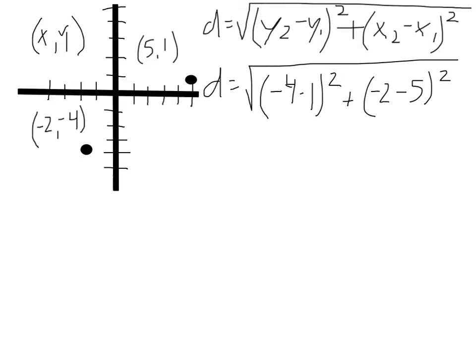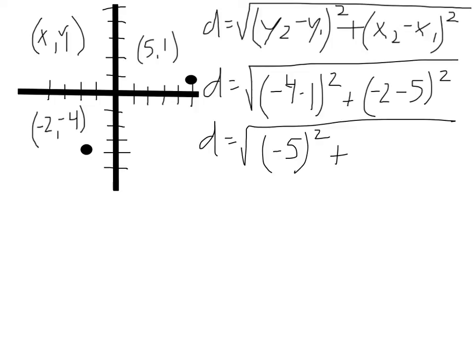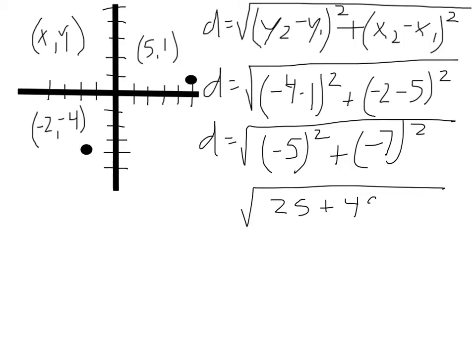Now when we simplify this, we get the square root of the quantity of -5 quantity squared plus the quantity of -7 quantity squared, which is the square root of 25 plus 49, which is the square root of 74, the distance between those 2 points.